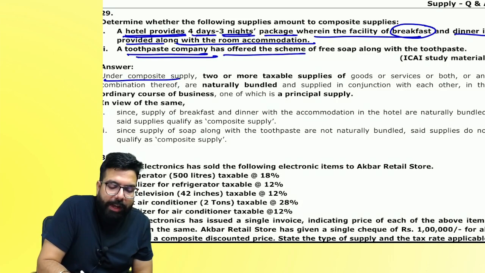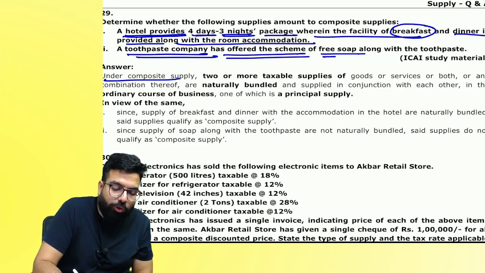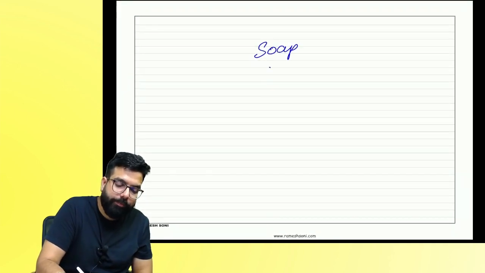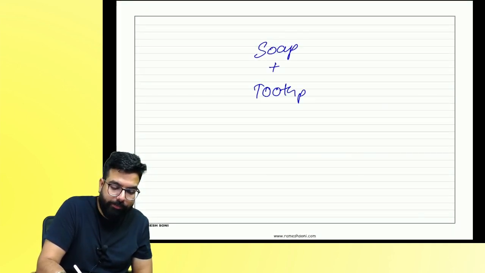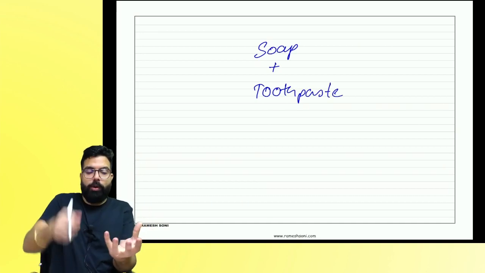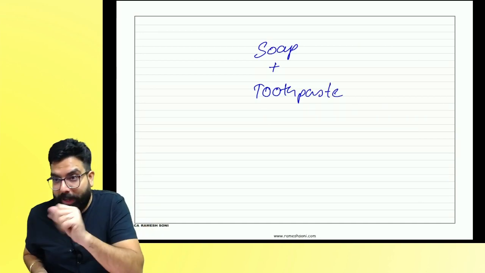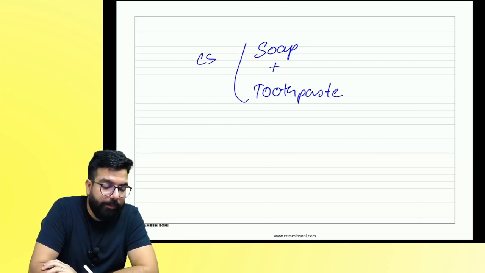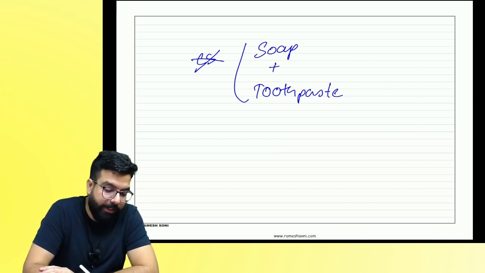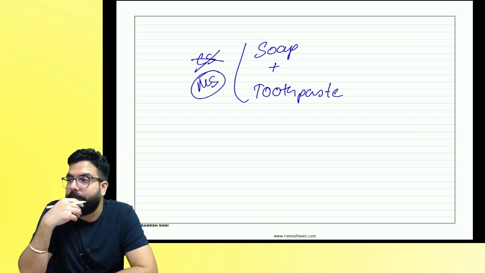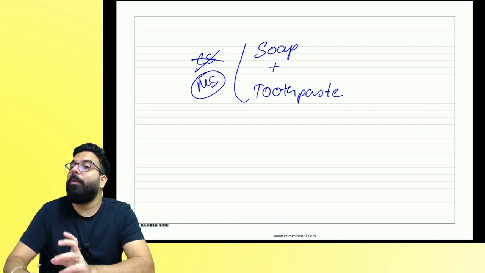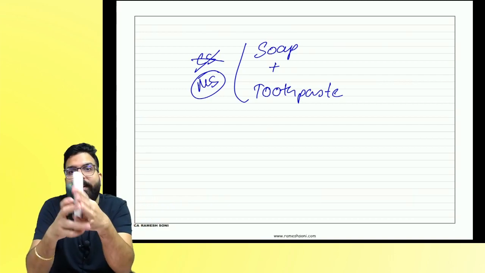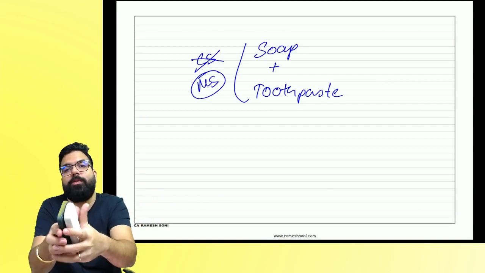A toothpaste company has offered a scheme of free soap along with toothpaste. You will take soap and toothpaste. Is it a composite supply? Is it a natural bundle? It's a mixed supply. What rate will apply? Whichever is higher. However, what is mixed supply? This and this are not a natural bundle.